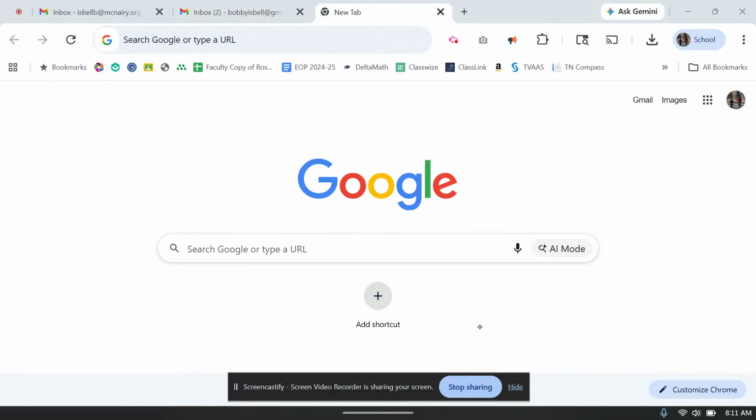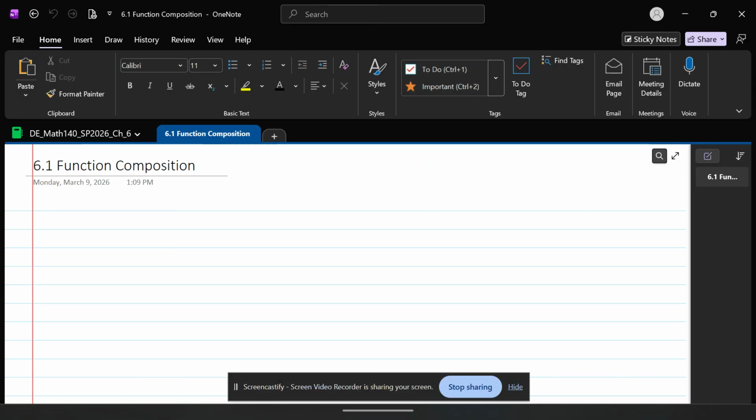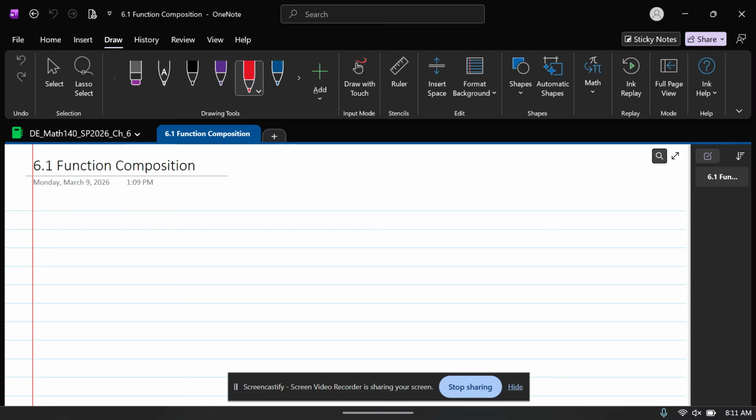It's something new, and so function composition is what it's called. Function composition is when you're putting two functions together. So you've got the function composition of f of x and g of x.